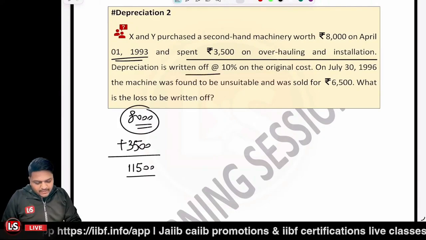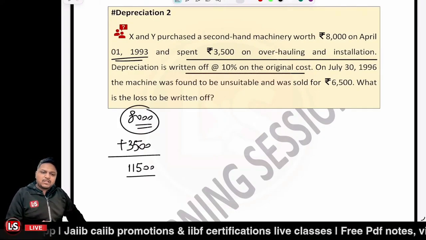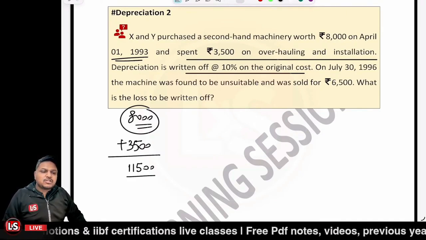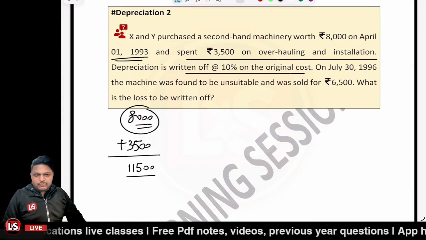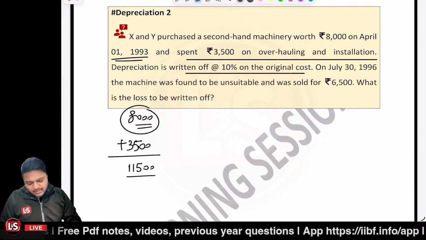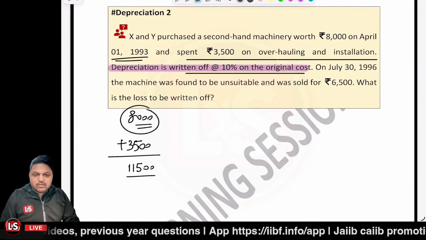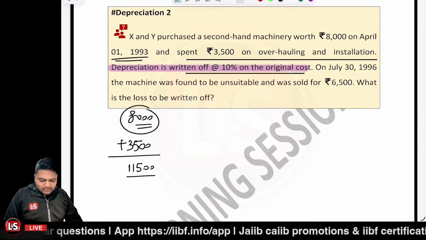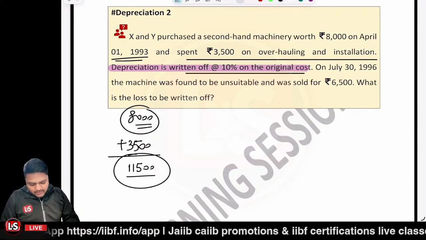Depreciation is to be written off at 10% on the original cost. See, they have not mentioned the particular methodology based upon which the depreciation is to be charged, but they have told you in the question itself, because they said that the depreciation is written off at 10% on the original cost. And in what case the original cost is taken? In case of the SLM method of depreciation. So in case of this also, the SLM method would be applicable.